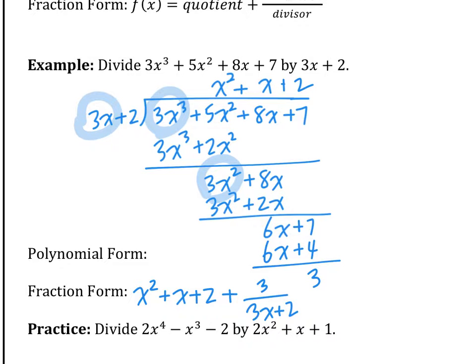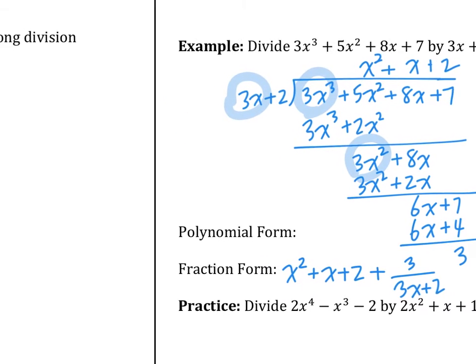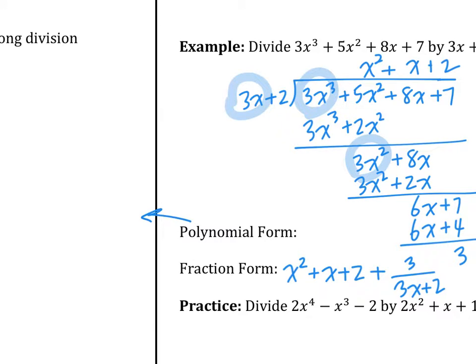I'm kind of running out of room, so I'm going to write the polynomial form here, but you guys can probably keep it in the same place. Okay, polynomial form is going around the world. So change it into like an improper fraction. So what would you do? You gotta go around the world.